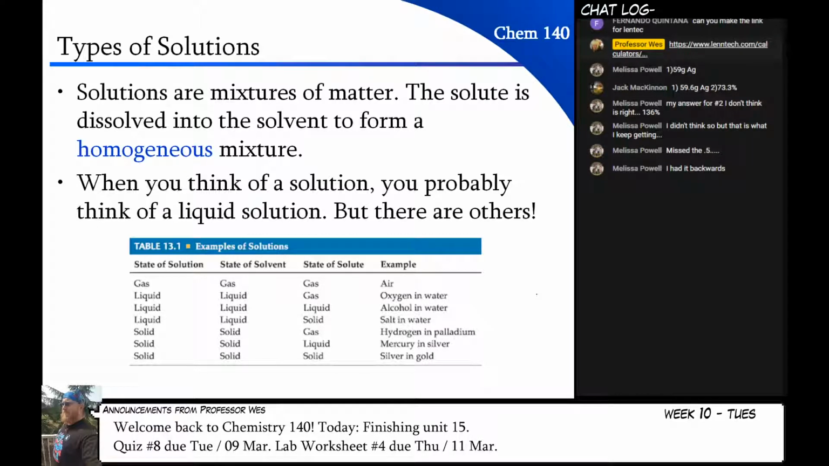Or you could dissolve solids. So you could do sugar to make sugar water. Or you could dissolve salt to make salt water. Or you could dissolve any number of solids in water to get various things that you may or may not want to eat.